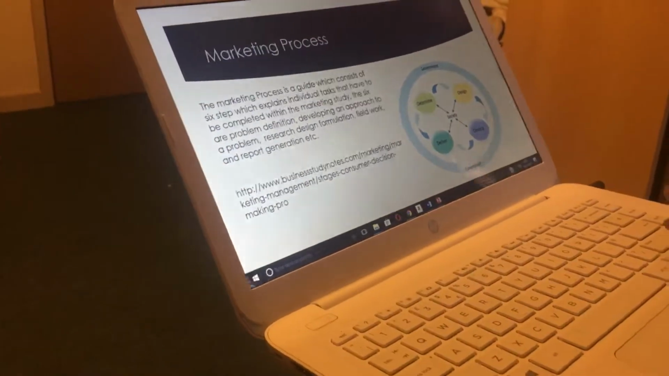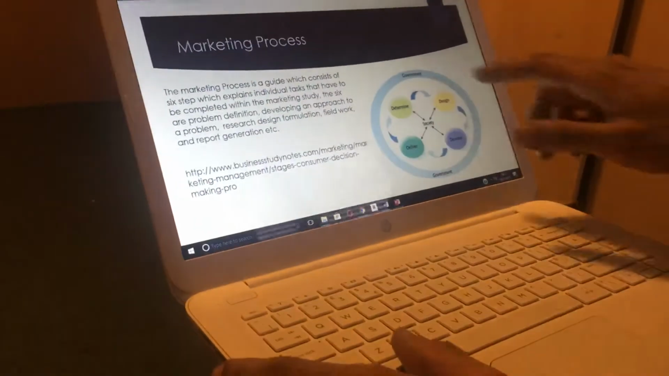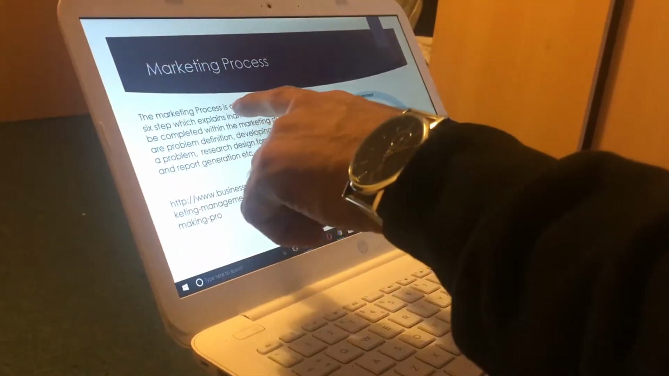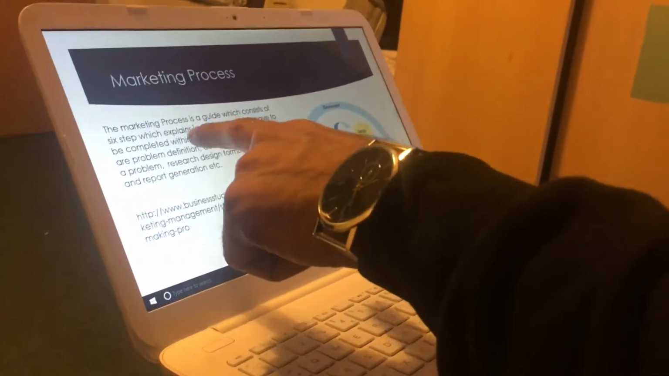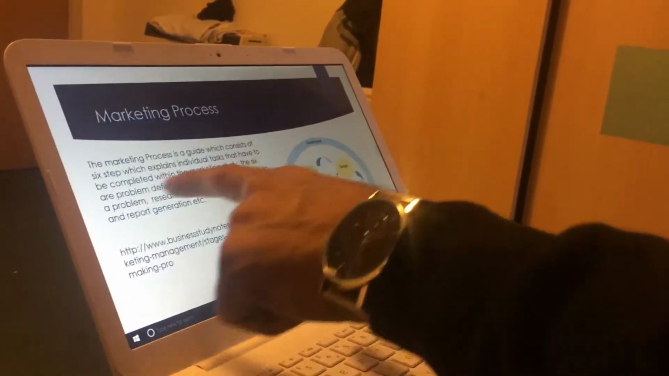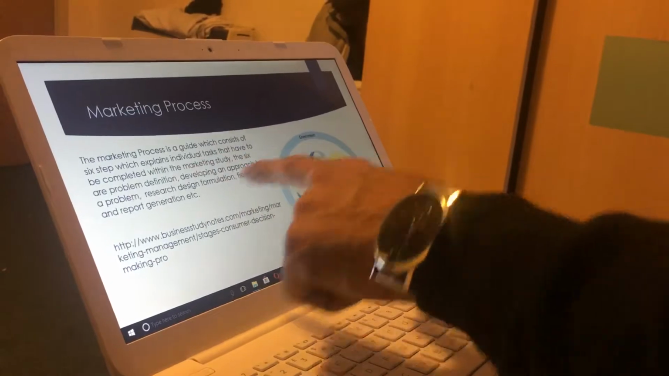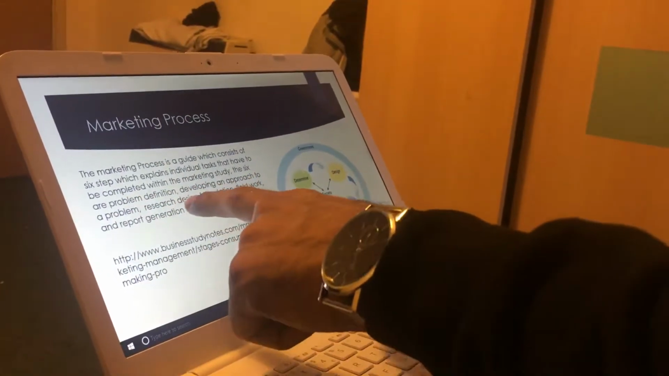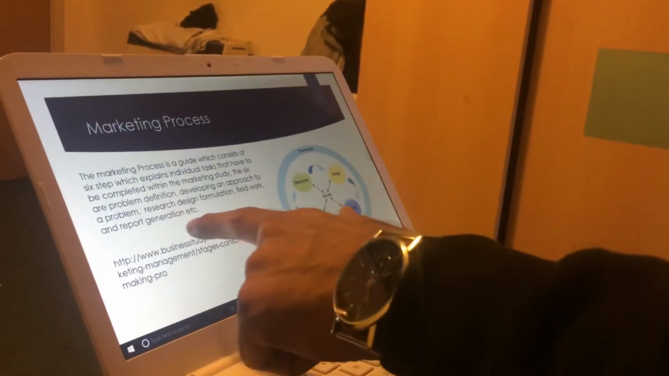business performances. This is the marketing process. Also, I included a diagram here. The marketing process is a guide which consists of 6 steps which explain individual tasks that have to be completed within the marketing study. The 6 are problem definition, developing an approach to the problem, research design formulation, fieldwork and report generation.